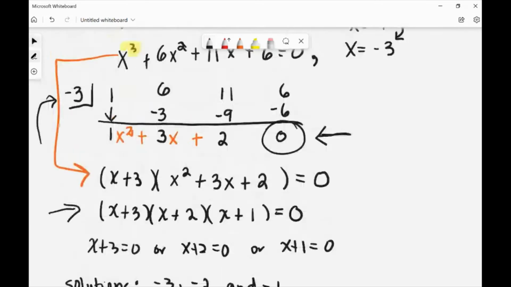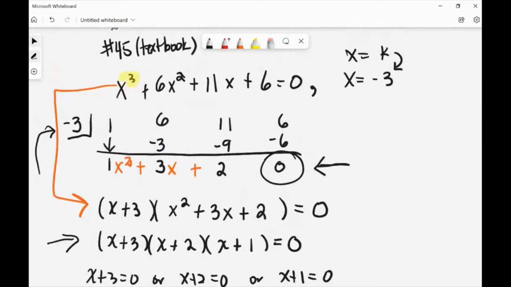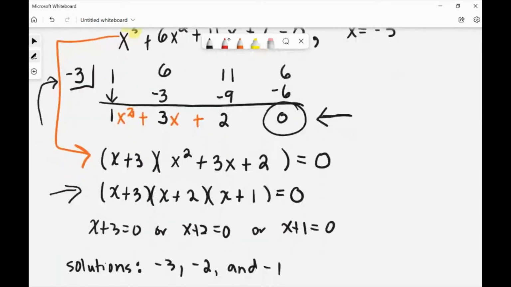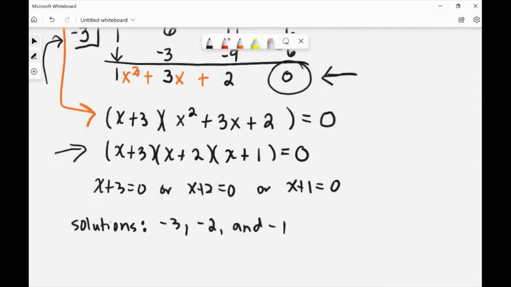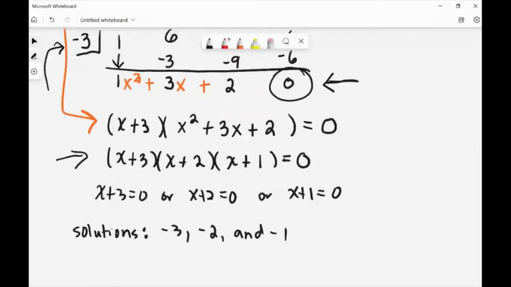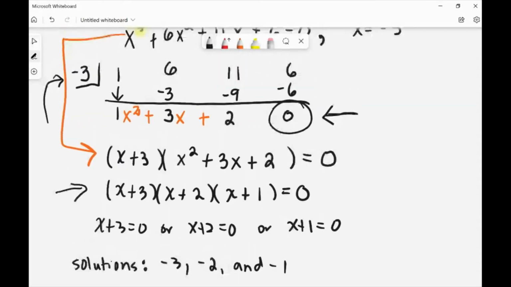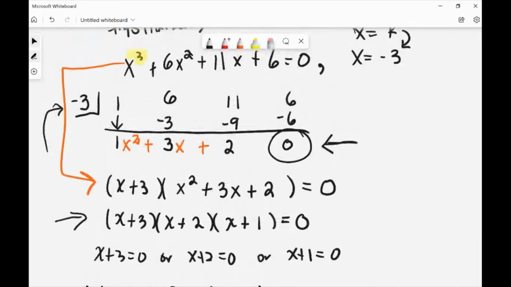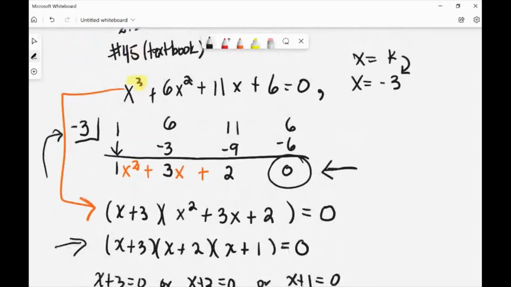We did have a degree of 3, so for the majority of the time, we're going to have the same number of solutions, or zeros, as the degree. All right. Very good. We're going to try something else. Let's try a fraction this time.